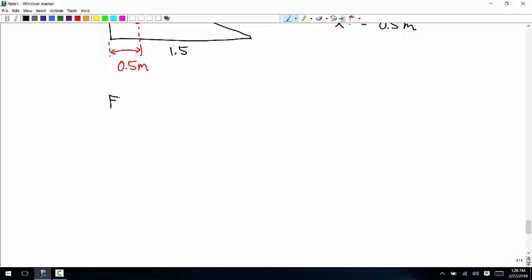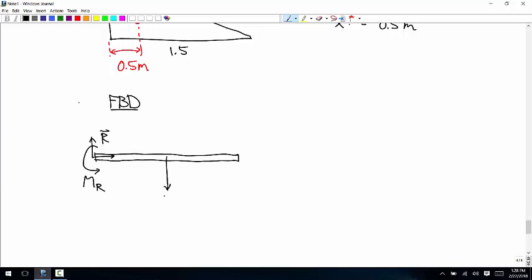And now the free body diagram. We have the loads at the wall. That's a force R and a couple MR. Then we have the weight force acting in the middle at 735.75. And then we have the force from the distributed load. That's 6,000 newtons, and that's acting at a distance of half a meter from the wall.